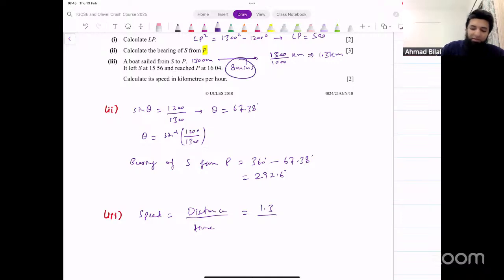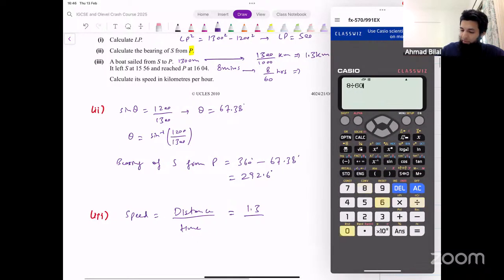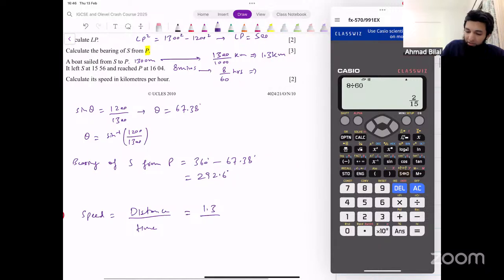What about this? It has to be in hours, right? This is minutes. How many minutes do you have in an hour? You have 60 minutes. So if you had to convert this to hours, you would say this is 8 over 60 hours, which if you put on a calculator gives you 2 over 15. Let's just keep it like this, 2 over 15 hours.